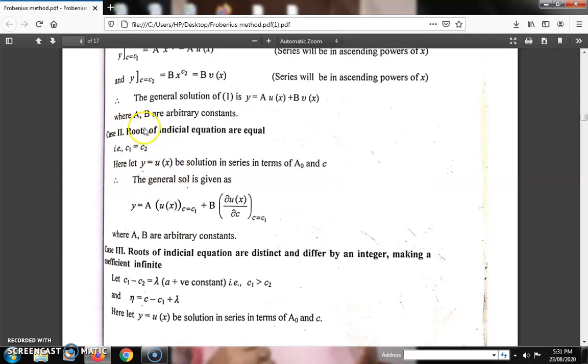Case 2 will be when the roots of the indicial equation are equal. The roots can be equal also, c1 is equal to c2. Then you have only one value to substitute, so you will get only one solution, y is equal to u(x).